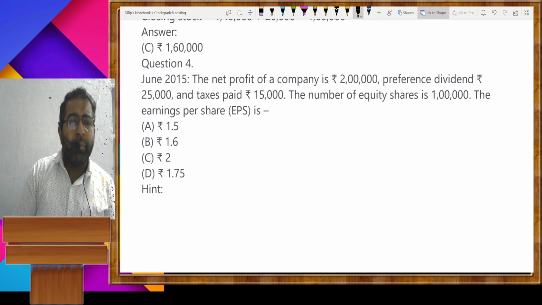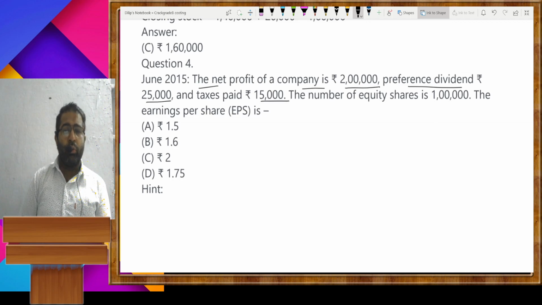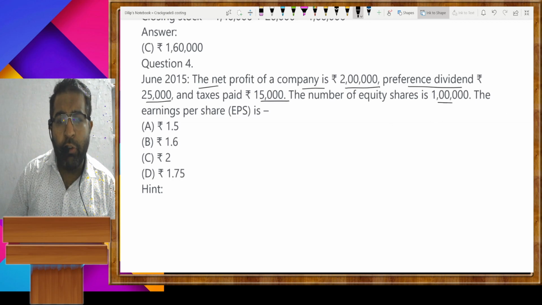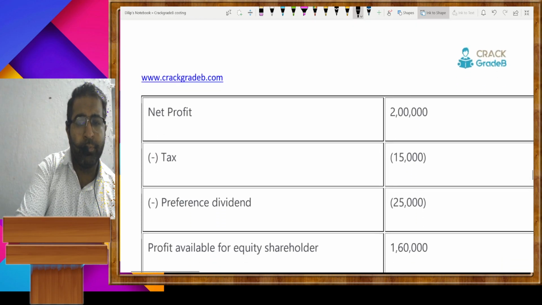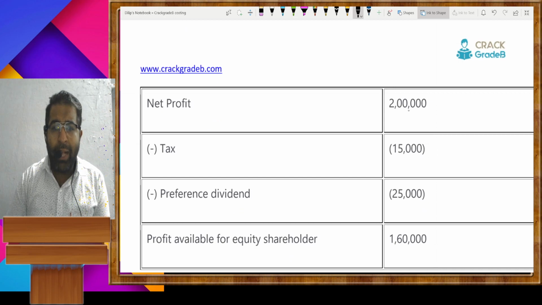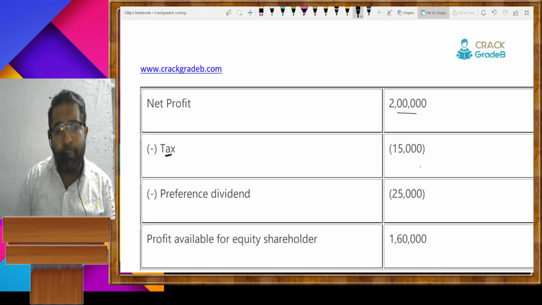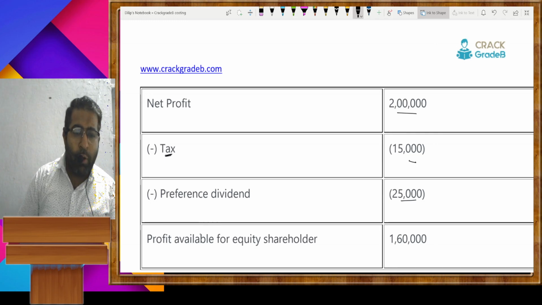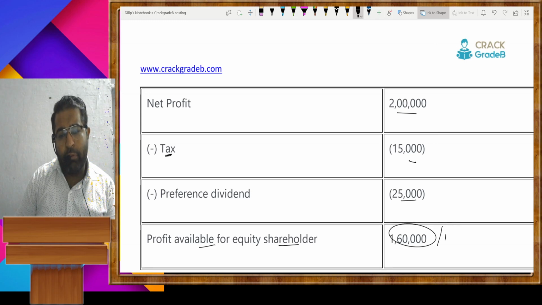Here it is. The net profit of a company is 2 lakh. Preference share dividend 25,000. Tax paid 15,000. The number of equity shares 1 lakh. Calculate the value of earning per share. Just look at here. Net profit 2 lakh. First of all, we have to deduct taxes 15,000. Then preference share dividend 25,000. Then profit available to equity shareholders 1,60,000. Number of equity shares 1 lakh.